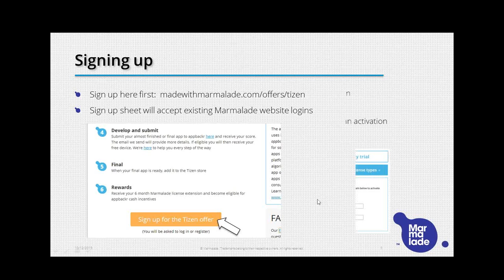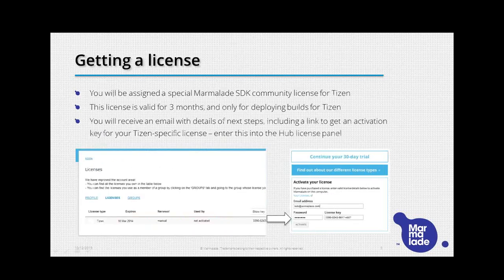Once you've clicked and signed up there, you'll get an email, and the email basically explains how all the rest of the offer works. It should be sent to you pretty much instantly. It'll give you a link straight to the licensing page on the website that will show your Tizen license. So, for example, here you can see my Tizen license that I got another one of this morning just to give it a try. That'll give you a license key, and then basically download the Marmalade SDK, put your email address and password in, and put the license key there, hit activate, and that's you ready to go. All very simple, nothing particularly fancy there.